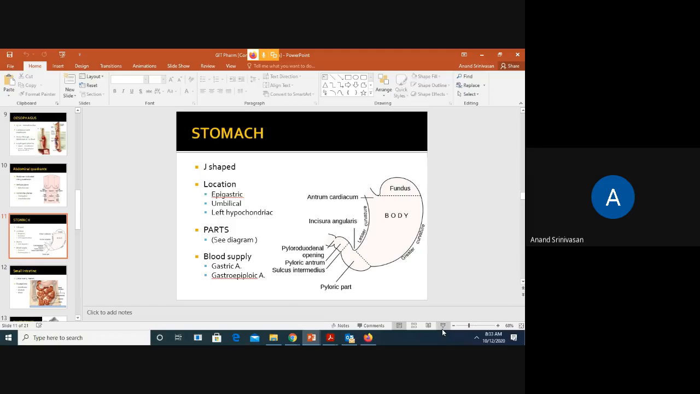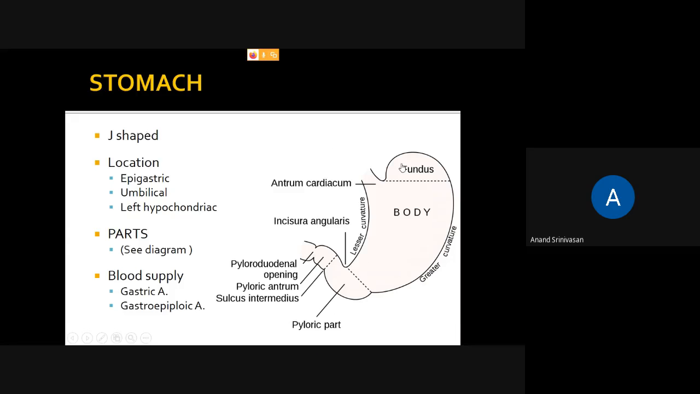Okay, so these are the different parts of the stomach. It's a J-shaped structure, located in the epigastric, umbilical, and left hypochondriac region. The different parts are fundus, body, and pylorus, the lesser curvature, and the greater curvature. The blood supply is mainly by means of these two arteries, the gastric artery and the gastroepiploic artery.